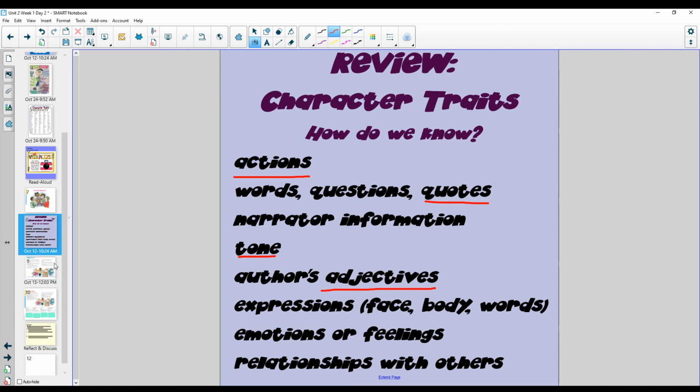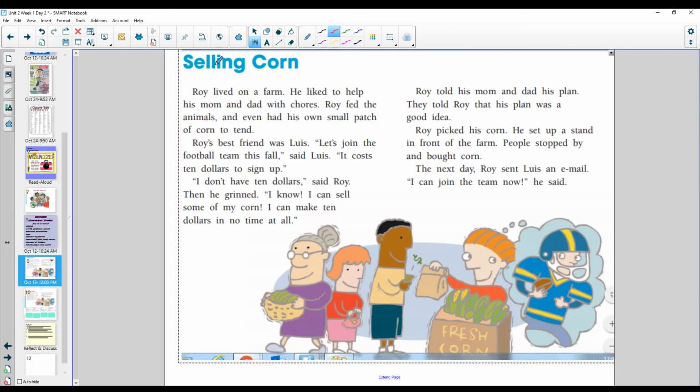So, what we're going to do today is in your packet, you are going to be reading Selling Corn. Now, I will read it here, but what I want you to do is think about the character Roy. Roy is the main character in the story, and I want you to think about his character traits. And what things do you have to support that you know about Roy's character? So let's read together. I'm going to turn my highlighter on. Try doing it like this. Your packet, the text isn't very good, so if you want to follow along on the screen, that's fine too.